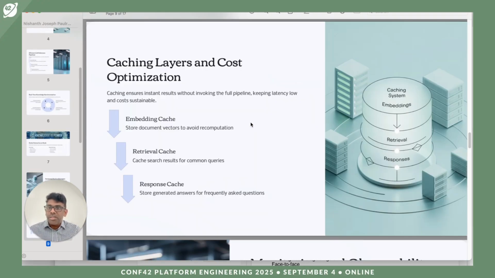Caching layers and cost optimization. Caching ensures instant results without invoking a full pipeline, keeping latency low and cost sustainable. So we don't need to update everything every minute. If it is a frequently accessed query, and we don't need to update it every day, every hour or every 30 minutes or like that, we probably might update with the next incremental update. But until then, we can retrieve it from the cache to save some cost. So cache can be the embeddings cache, retrieval cache, or response cache.